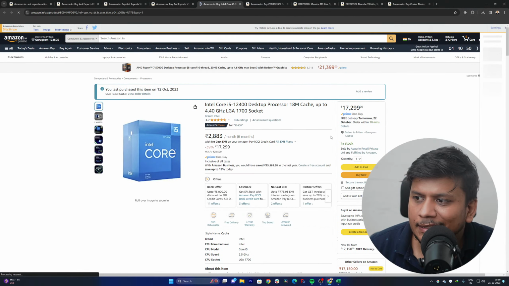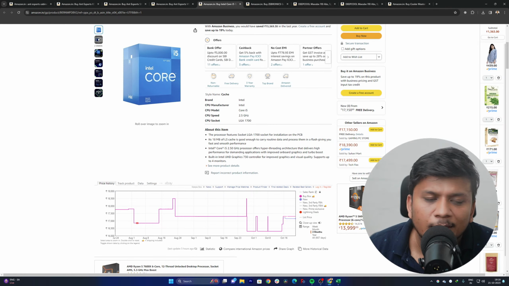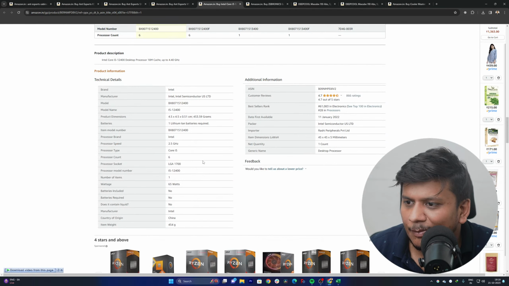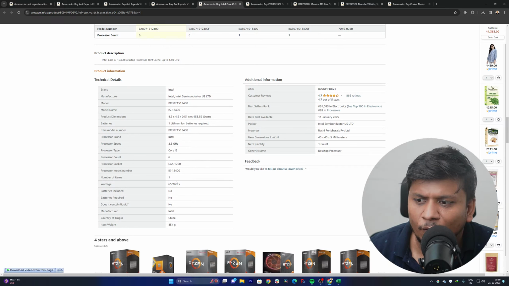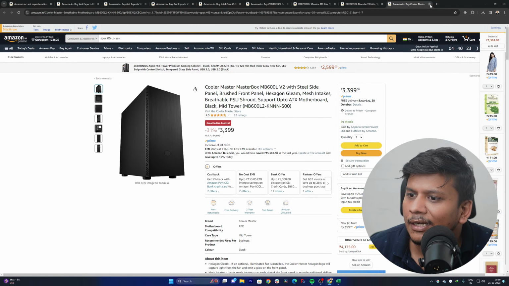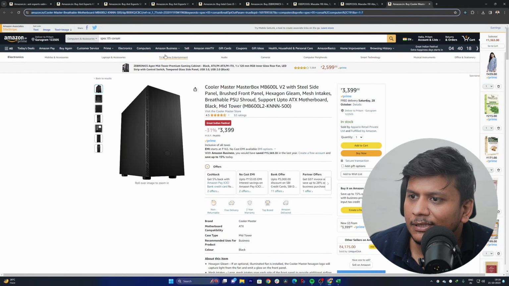First of all, this is a hexa-core CPU and comes with a decent amount of L3 cache. Its base clock is 2.5 gigahertz, though this is not a complete spec, I would say. The turbo boost goes up to 4.4. Let me open Intel Arc to show you, and then I can close all these. You can go with this one as well, so I'm going to keep this link in the description.